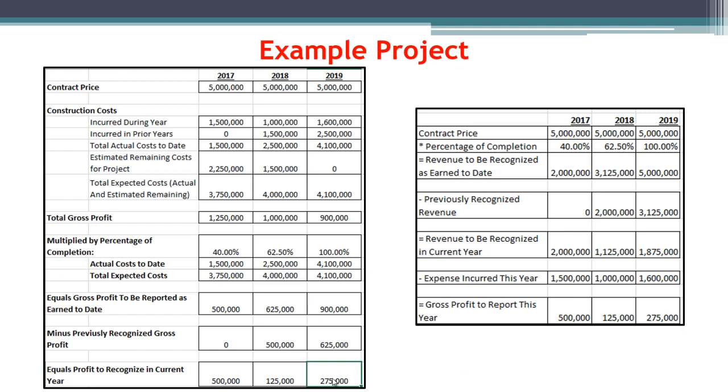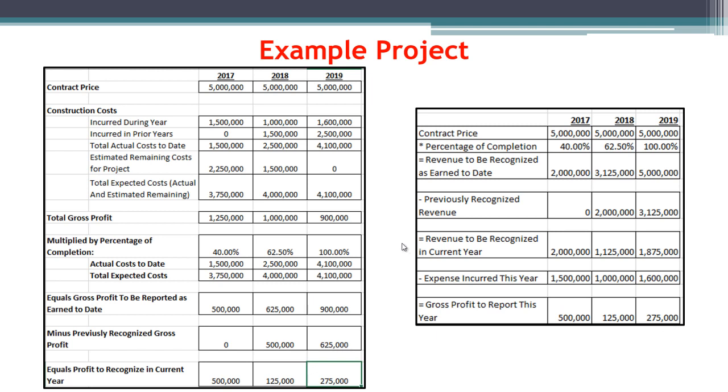So does the third year. So these methods reconcile. That's my key point. Third year, same thing, $5 million. We need to record all that revenue by this point, but we've already recorded $3,125,000 between the 2 years. So we have $1,875,000 left to report, minus just the $1.6 million expenses incurred just this year, and that gives us our remaining $275,000 of gross profit.